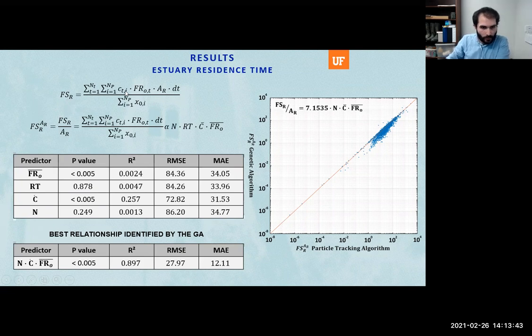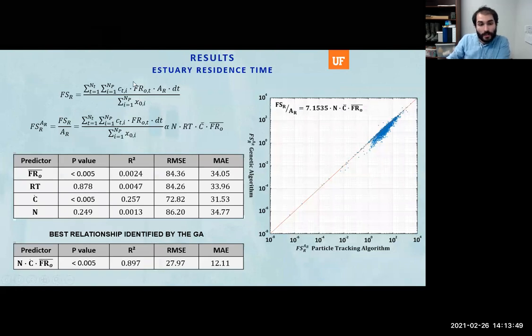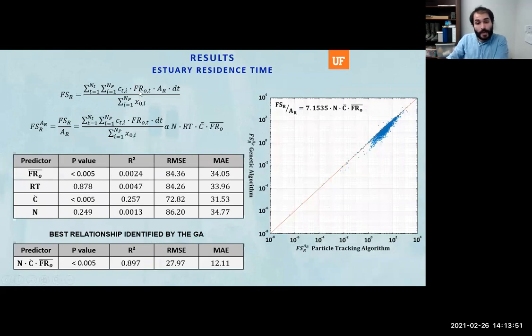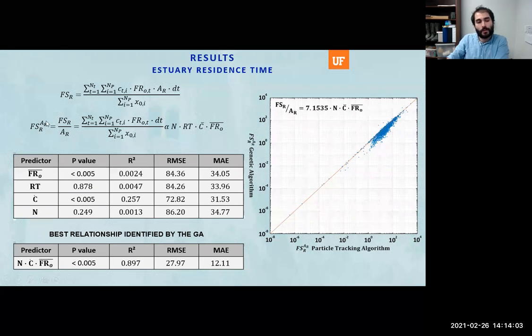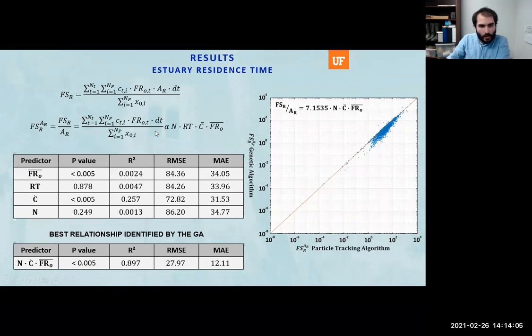So here we have the concentration, that is the X divided by V in a formula I explained some slides before. This is the filtration rate of the oysters. This is the area of the reef, and this is the time spent, as I said before. If we take this and divide everything by the area of the reef, we get the filtration services at the reef scale per unit of reef area.